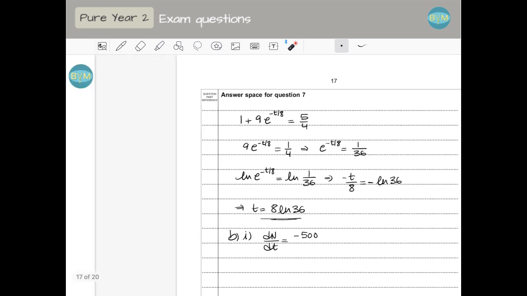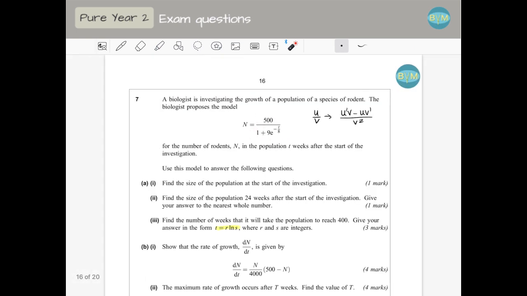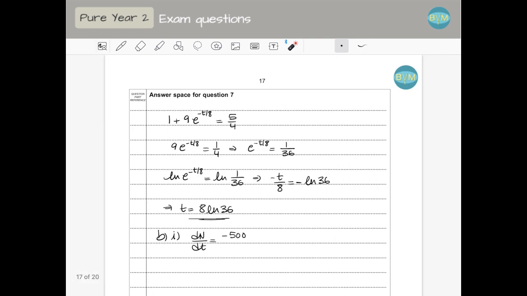So minus 500 times the derivative of the denominator, which has an exponential, so it's going to be the derivative of this exponential, which is minus 1/8, multiplied at the front. So I have minus 9/8, and then the exponential without any changes. And then the denominator is squared: 1 plus 9e to the power of minus t over 8, squared.